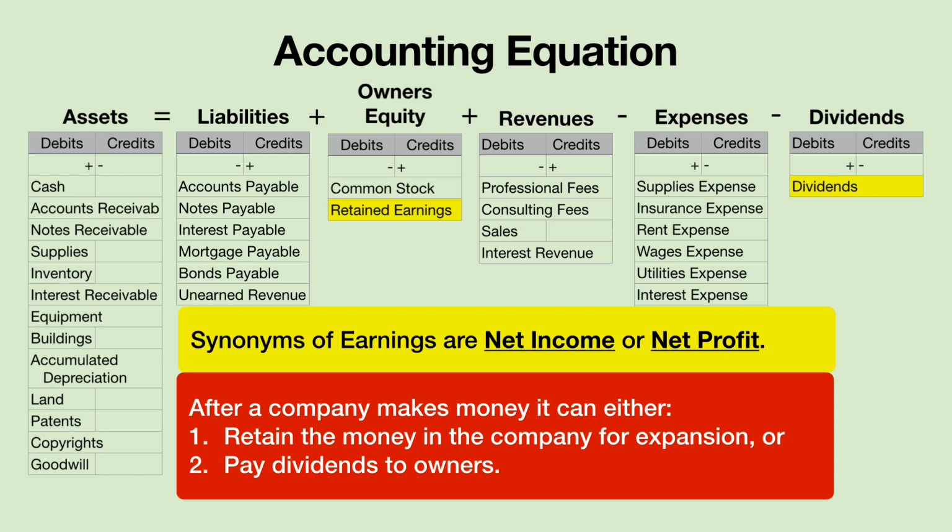Now, a synonym for net income is net profit. So what I'm saying is earnings is the net income that we have retained into the business. When you make a profit or when you make a net income, there are two things you can do with the profit. You can keep it in the business or you could pay it out to the owners as dividends.